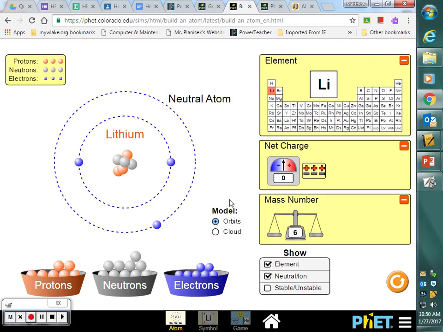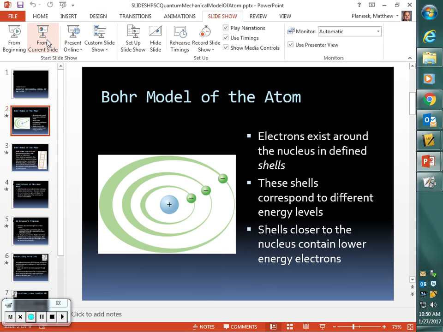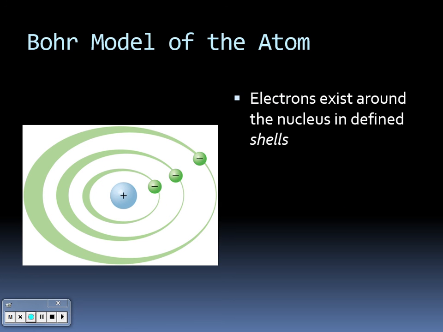When we were building this atom, things go in certain places. Protons go in the nucleus, neutrons go in the nucleus, electrons go on these rings outside of the nucleus. Okay? So what Bohr figures out about the structure of the atom is that electrons exist around the nucleus in these very defined shells, or sometimes we call them orbits.